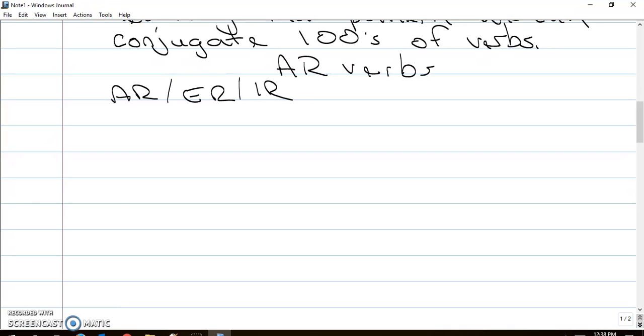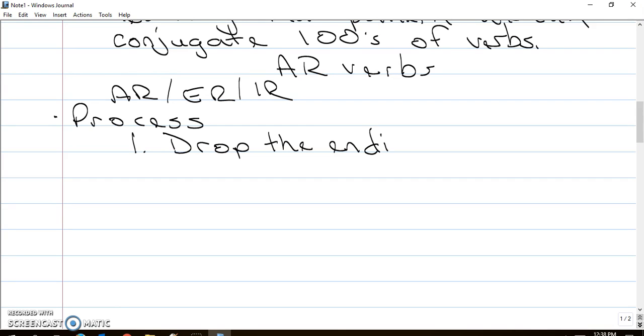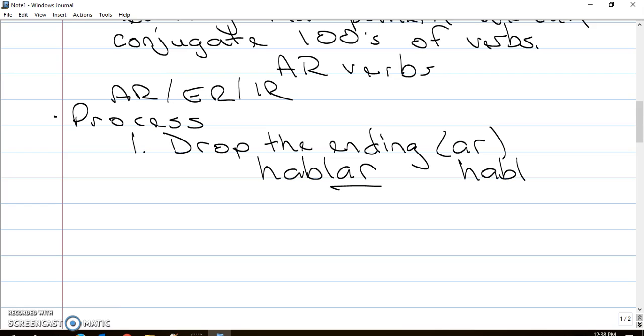Now, AR verbs. Process. So, I kind of like to break things down mathematically. Step 1 is you drop the ending. And the ending, in this case, is always going to be AR. So if we have the verb hablar, you're going to drop the AR, and you're just left with HABL. The next step is to find your subject.